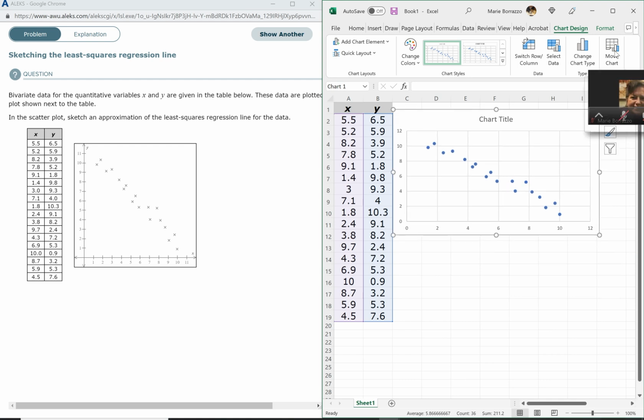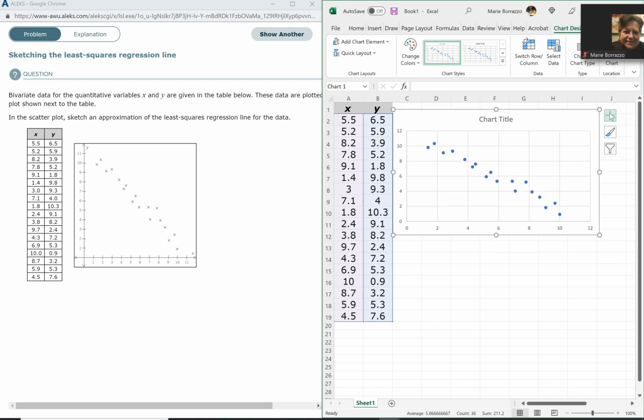Now here's the beauty of this. You have this little plus sign that appears here. When you click on it, you can get the trend line. See the little dotted line that's going straight in between, as closely as possible, all of the data points? That's your least squares regression line. That's what they're asking you to draw in your answer.